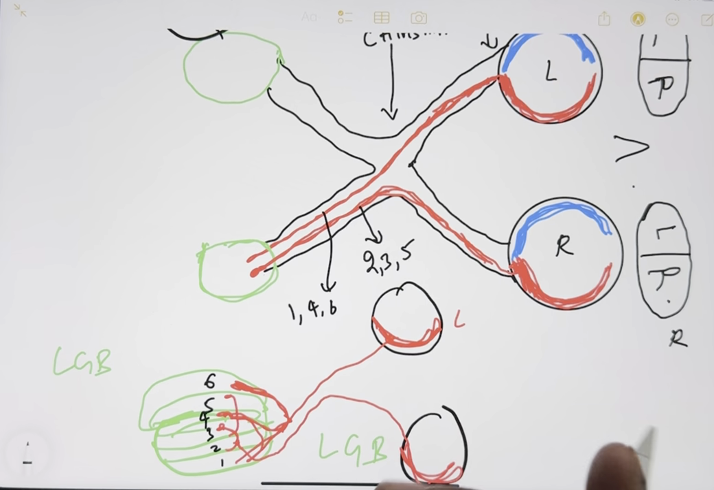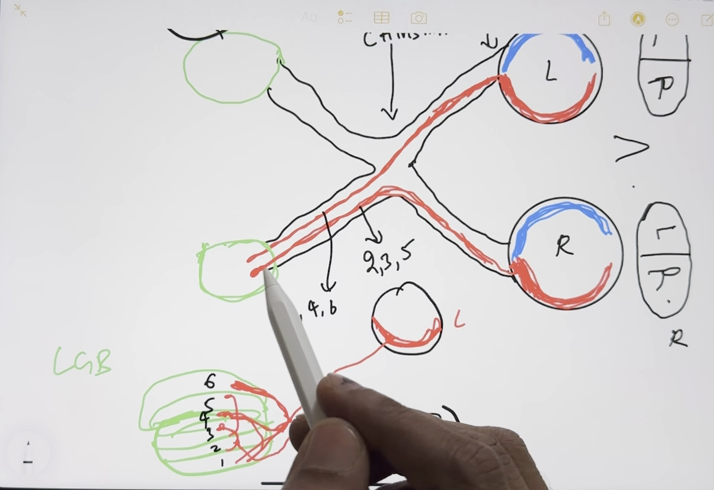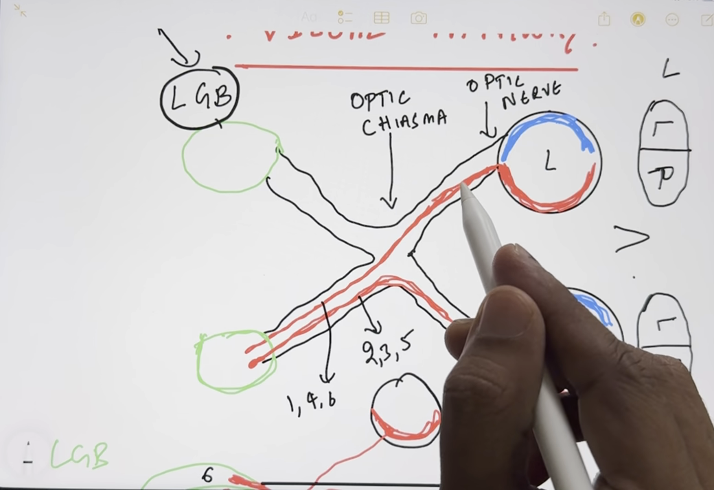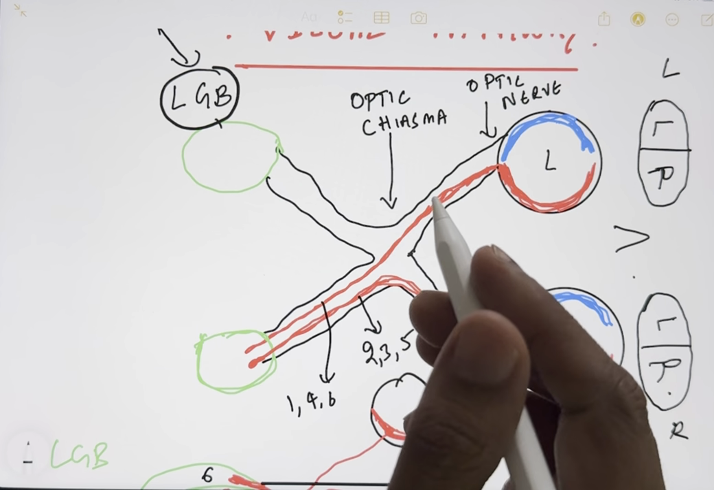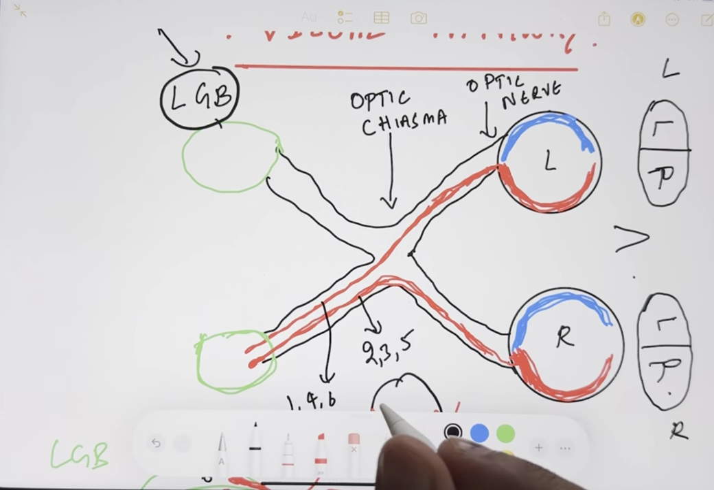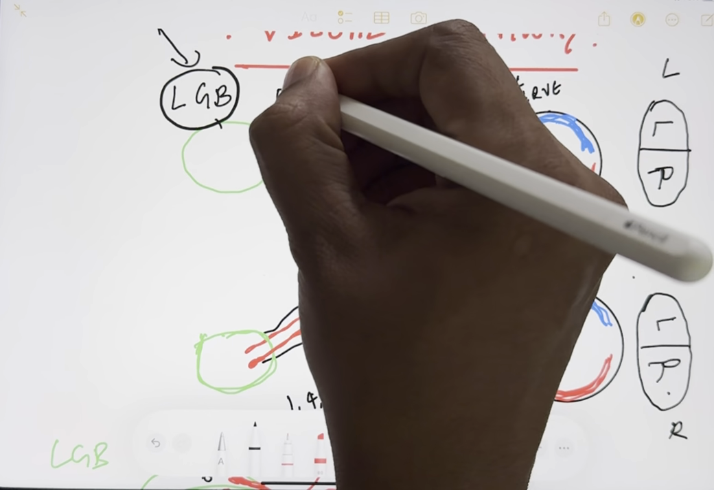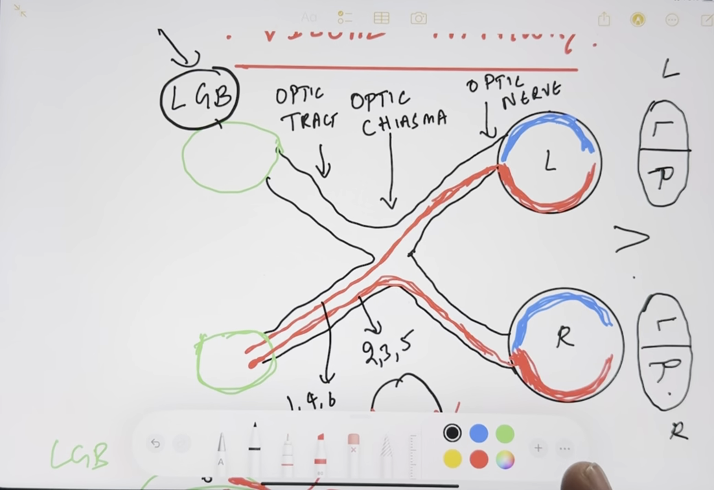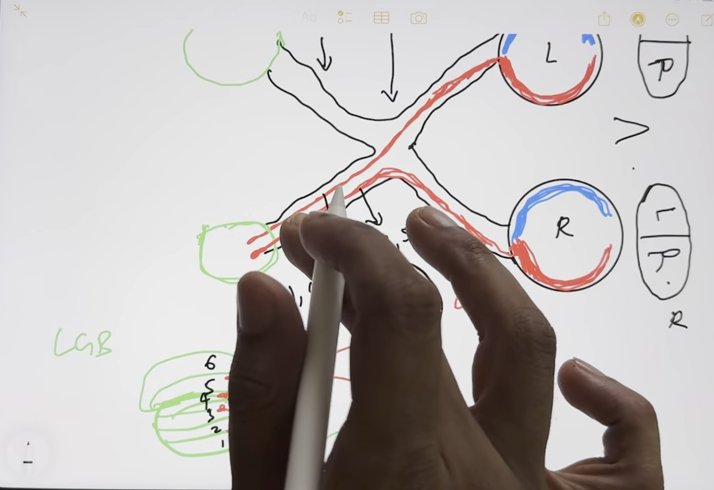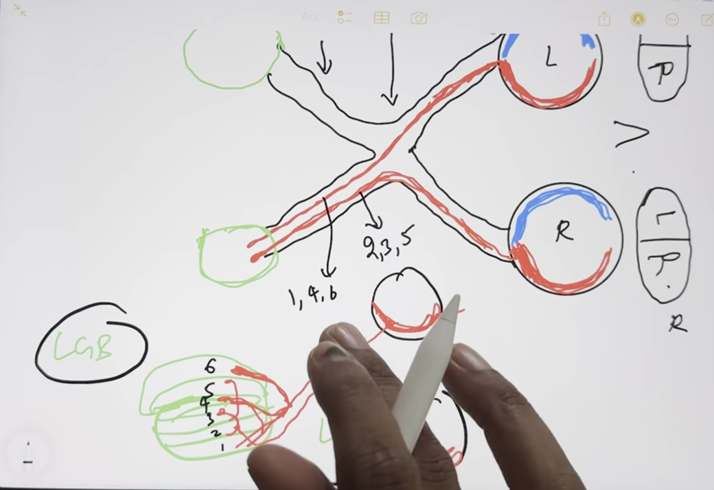Hope it is very clear how the optic nerve fibers cross through the optic chiasma. After crossing the optic chiasma, this structure is known as the optic tract. What is it known as? Optic tract. The fibers pass through the optic tract and finally terminate in the lateral geniculate body.